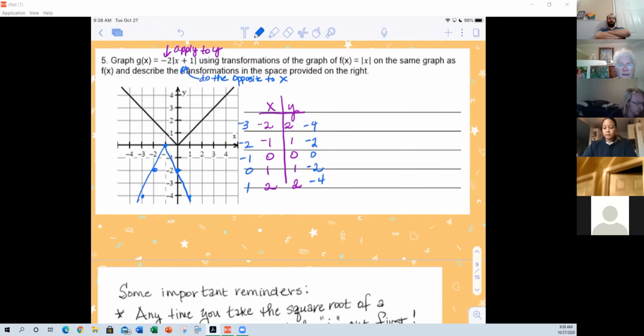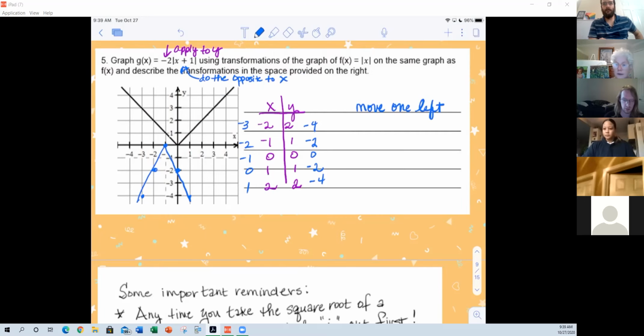Can someone describe to me the transformations, how would you say it in words? Anyone? Yeah. Move the graph 1 space to the left, or subtract 1 from the x values, whichever you prefer. Right. And then multiply all of the y values by -2. Okay. So you could say that totally.